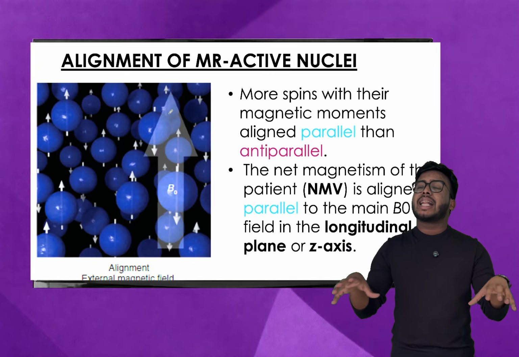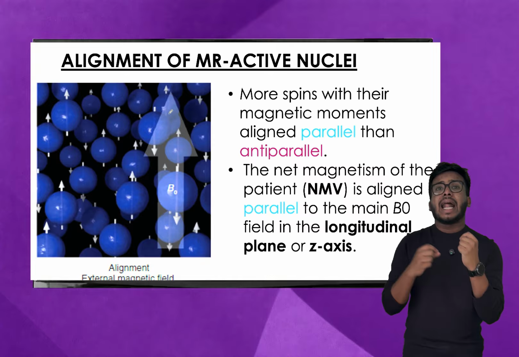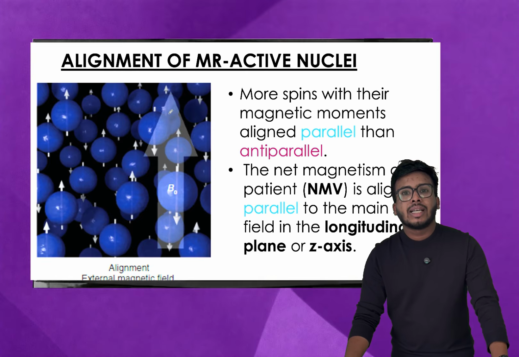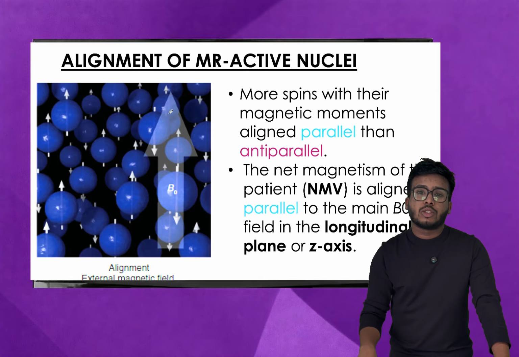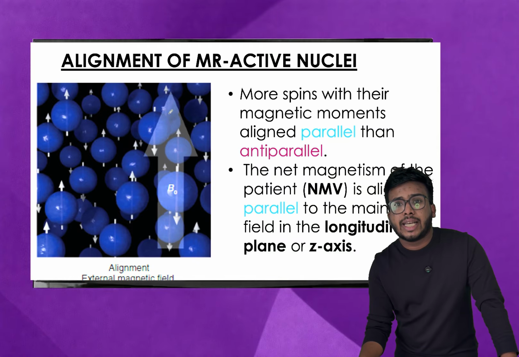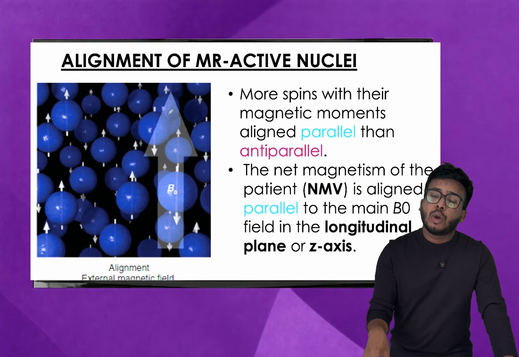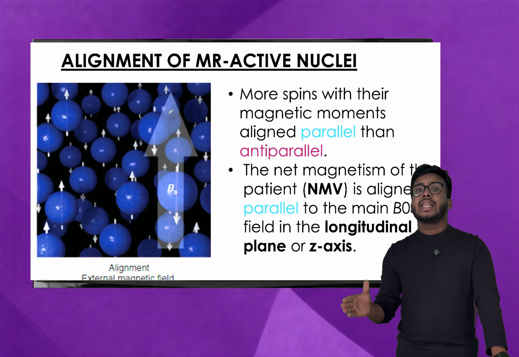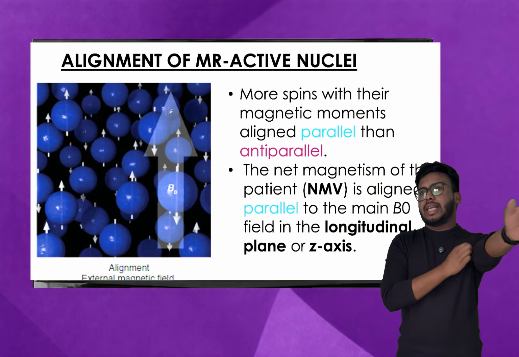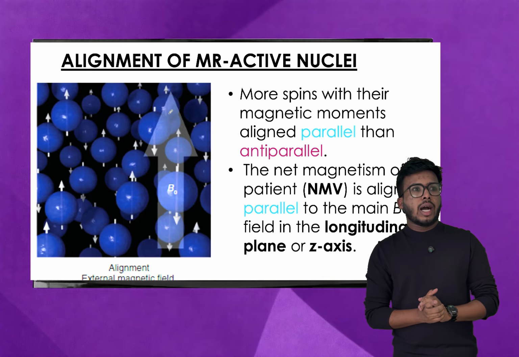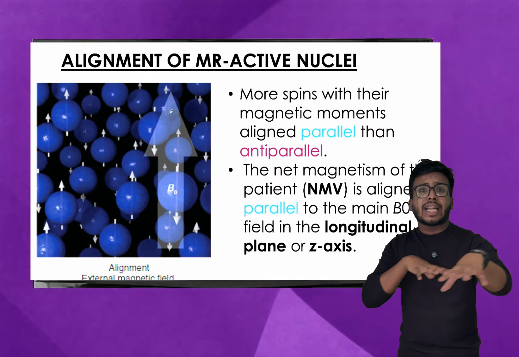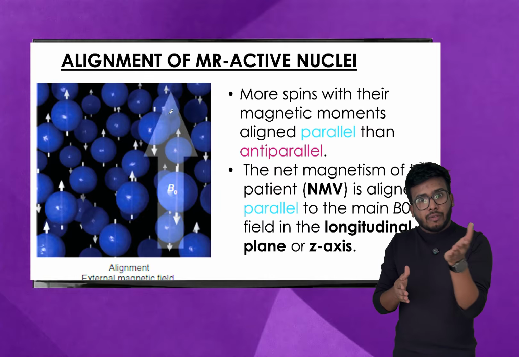So the net magnetic vector, NMV, will be aligned parallel, or longitudinal, in the z-axis. So the net magnetic vector will be in longitudinal magnetization. Why? Because most of the protons are parallel to the external magnetic field. Is that clear? Yes.